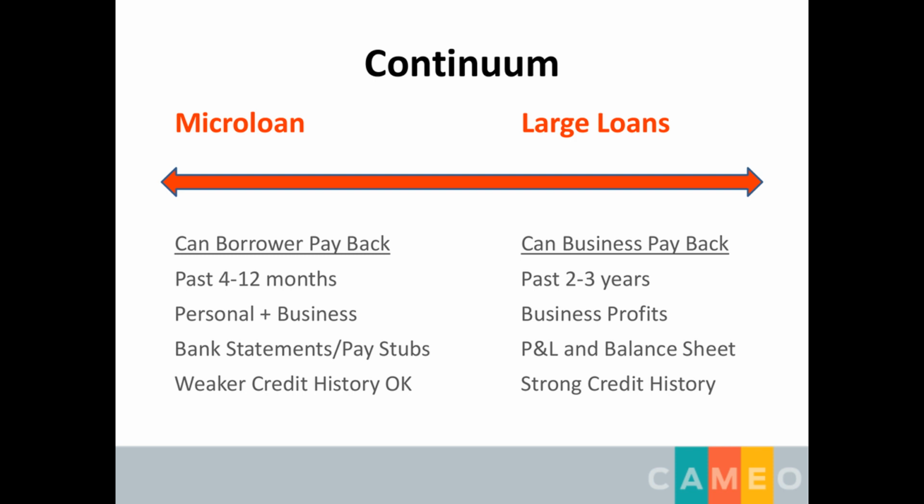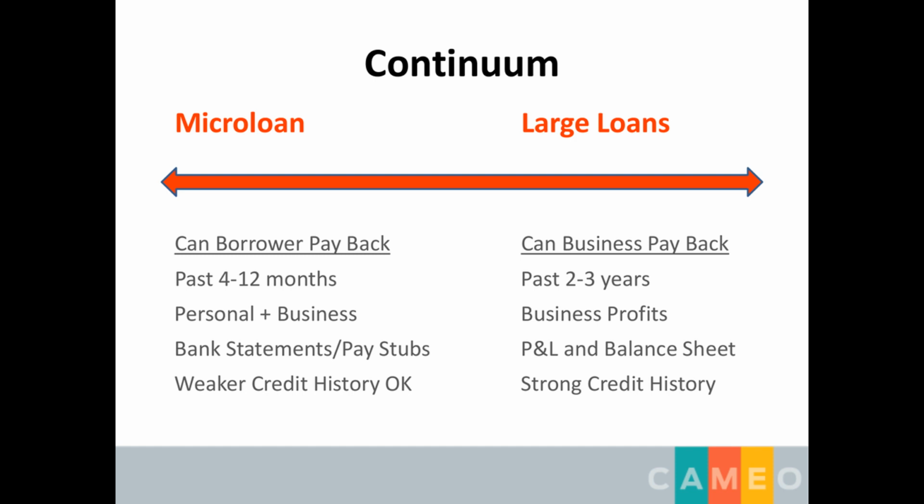And we only looked at the personal side just to make sure that there was enough revenue to cover personal expenses. But it was infrequent for us to be looking at personal sources of revenue outside of the business to be able to pay back the new loan. Also, when you're doing larger deals, you look at a much longer history. You go back 2 or 3 years to ascertain whether the business has the capacity to pay back the loan, not just the past few months. Again, you're looking mostly at business profits as opposed to personal sources of income.